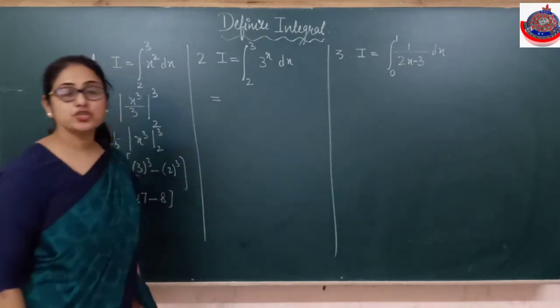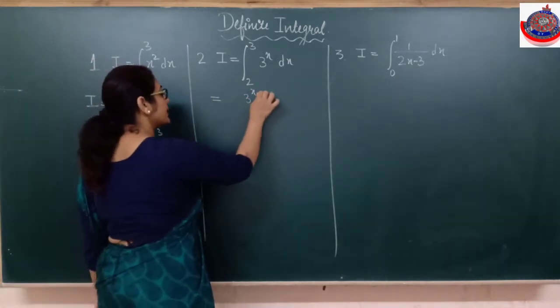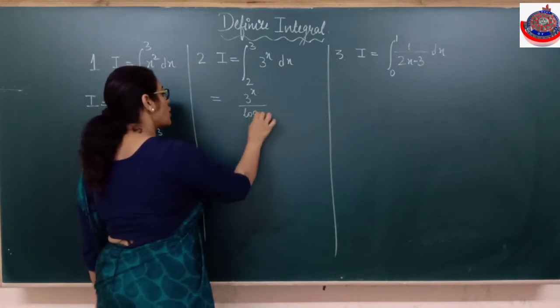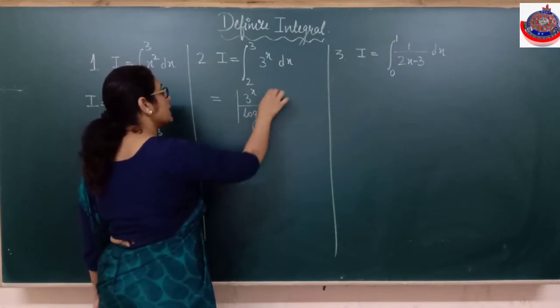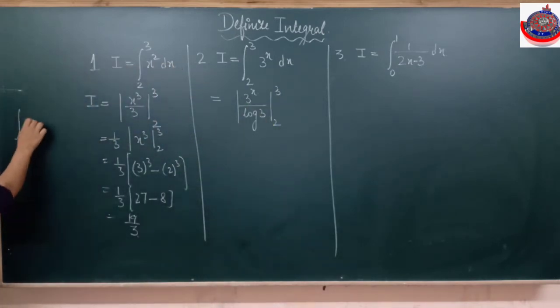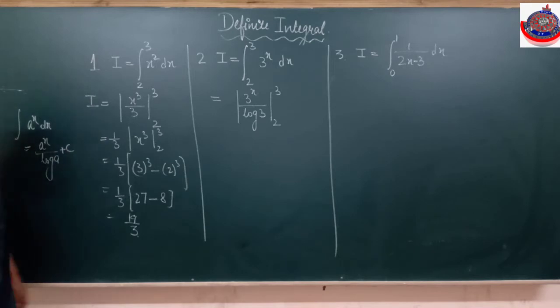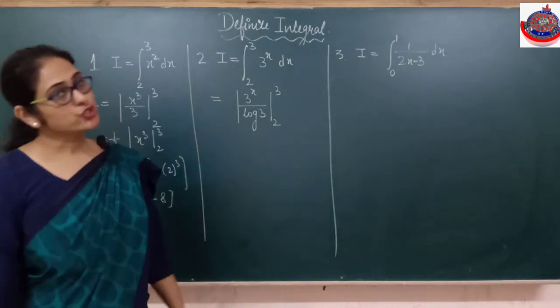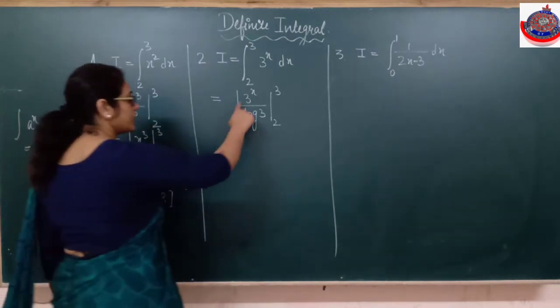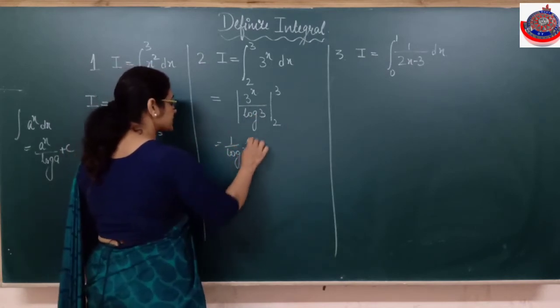We know the integration of 3 raised to power x. What is the integration of 3 raised to power x? It is 3 raised to power x upon log a. Which form is it? Remember? a raised to power x. The integration is a raised to power x upon log a. Otherwise, in indefinite integration, plus c comes, but because we are dealing with definite integration, plus c will not be written. So, a raised to power x upon log a. 1 by log 3 is constant, I am going to take it out.